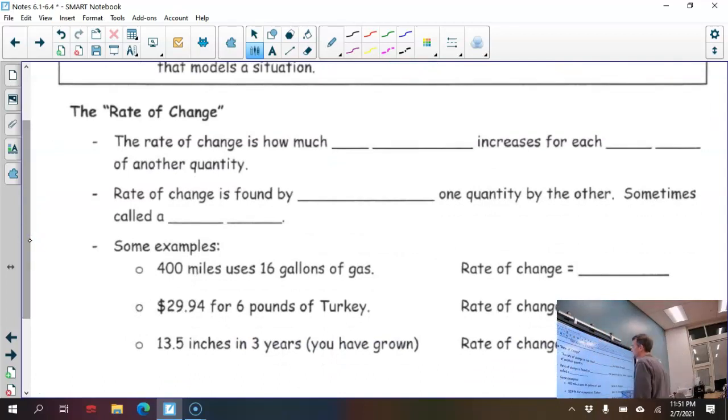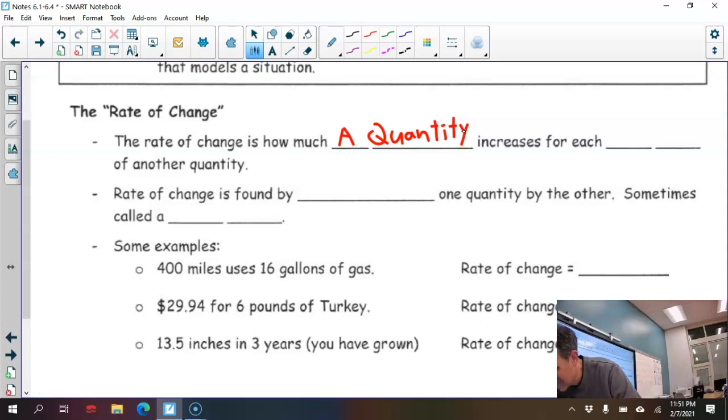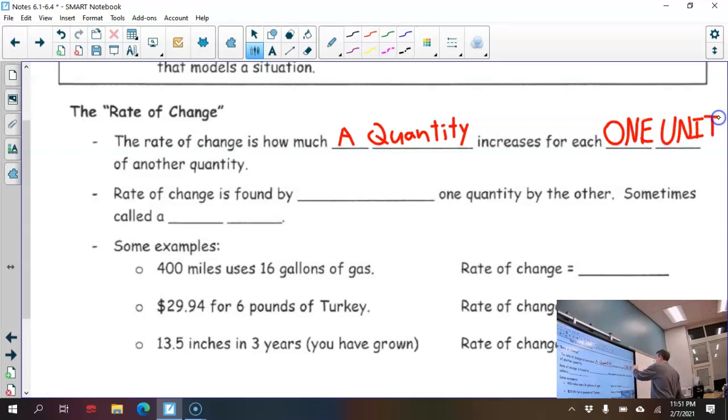The rate of change is how much a quantity increases for each 1 unit of another quantity. Now that sounds a little weird, I know, but it's how much one quantity goes up for each 1 unit of another quantity.